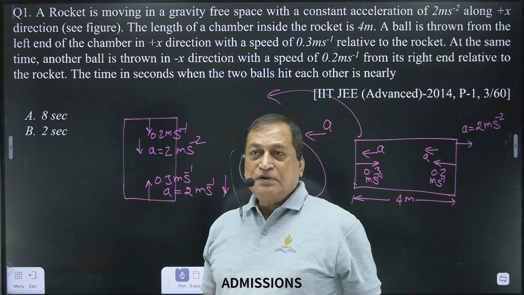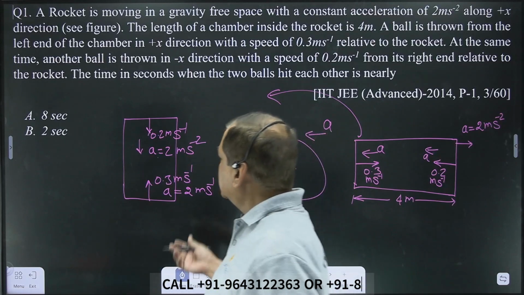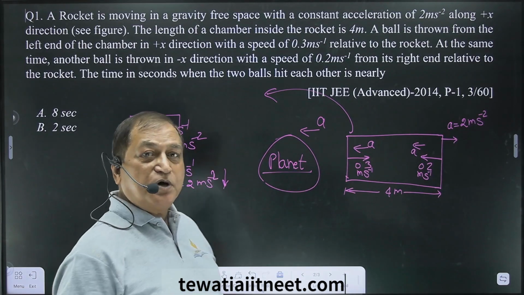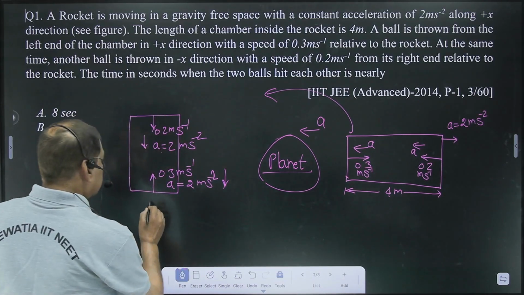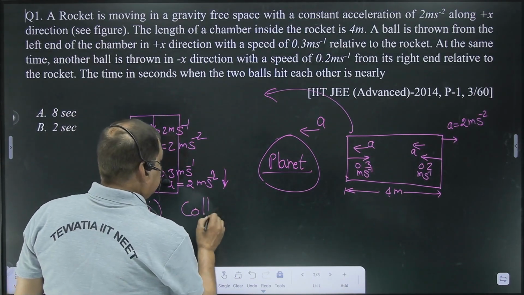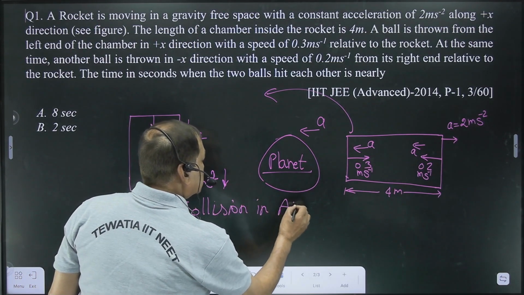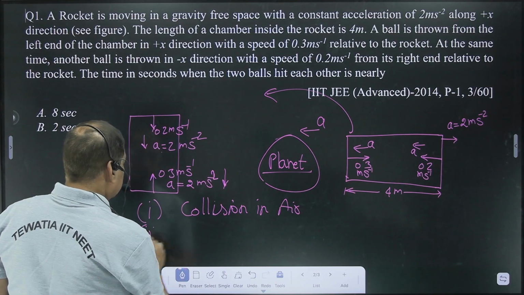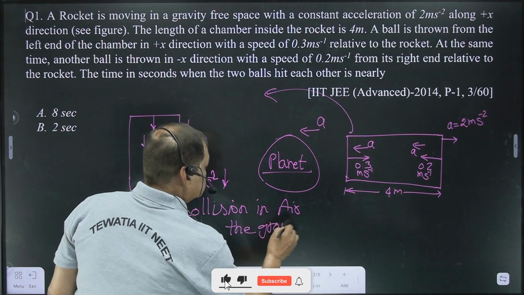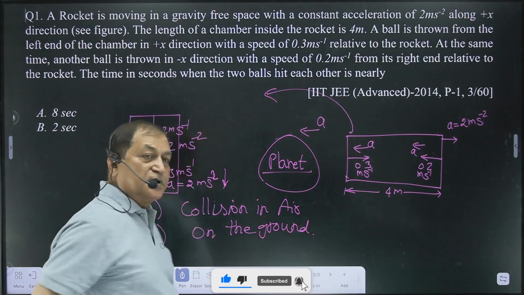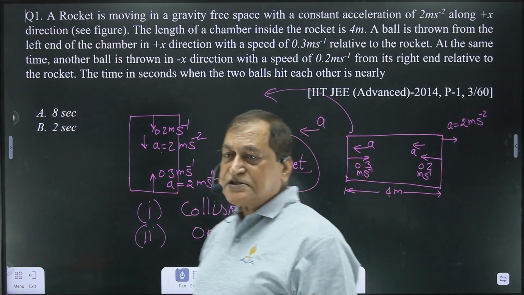So you have earlier seen in the earlier problems there are two ways to collide for the particles as we discussed earlier. Number one, collision in the air. Number two, on the ground. So wherever they collide earlier, that is the answer. So let's check it.